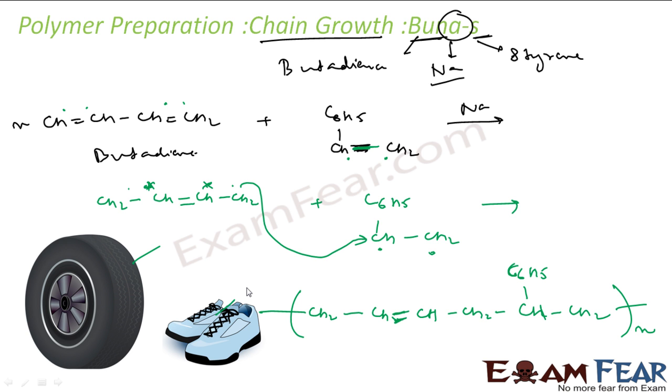Automobile tires, footwear, this is resistant to abrasion. Hope you understand the overall mechanism. So these bonds will break and will form this kind of bond, and these two lone pairs will form a bond again. These two lone pairs are remaining now. This lone pair will form a bond with this, and these two lone pairs which are remaining now will form a bond with another one.